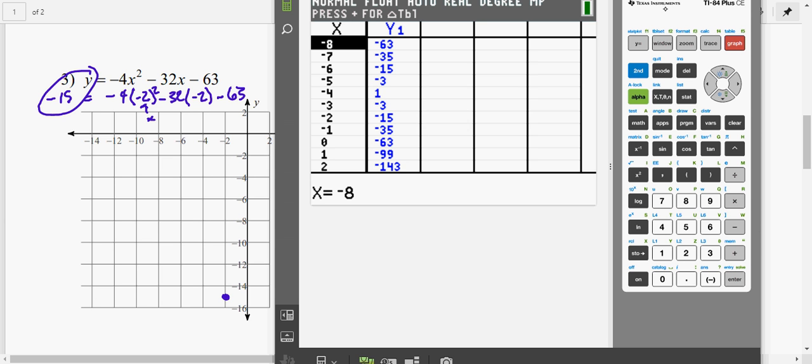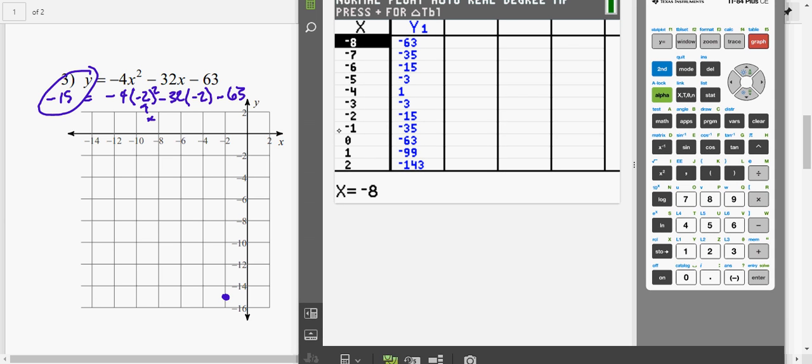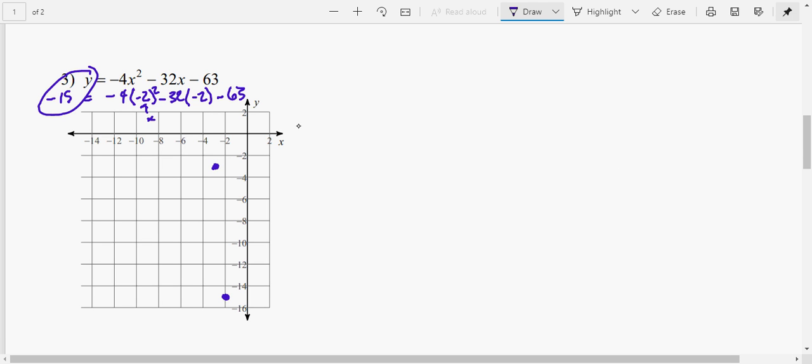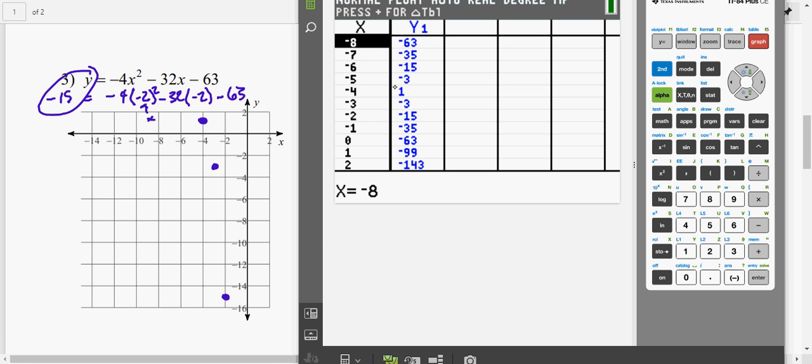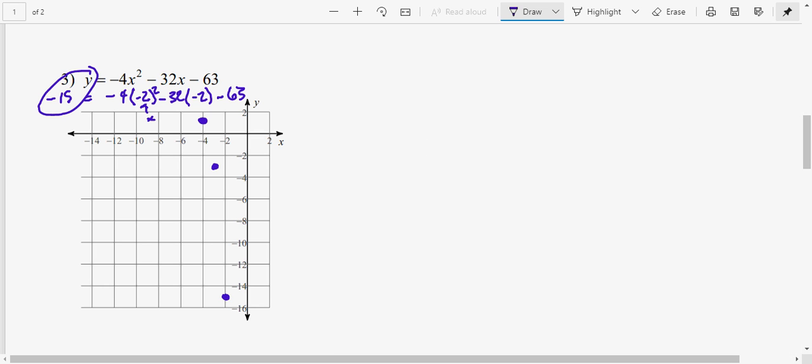If you hit second and then graph again, it will take you to a table. In that table, you see that one point I mentioned, -2, -15. You can start plotting those points, just the ones that will fit on the graph you have provided. The next point would be -3, 3, which would be right there. -4, 1 is also a point. That's the vertex. -5, -3. And -6, -15. And so the function looks something like that.